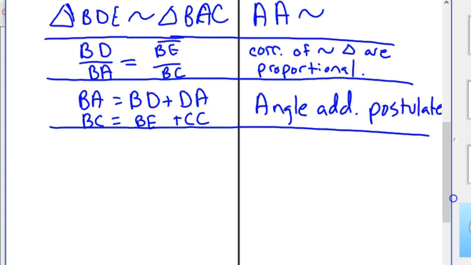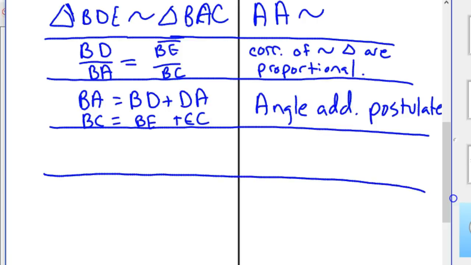Okay, so just the angle addition postulate. Whoop, I don't know why, oh I see, it's supposed to be an EC and it just didn't register the little mark I made. So BE plus EC equals BC. Alright, once we have that, we can do some substitution.